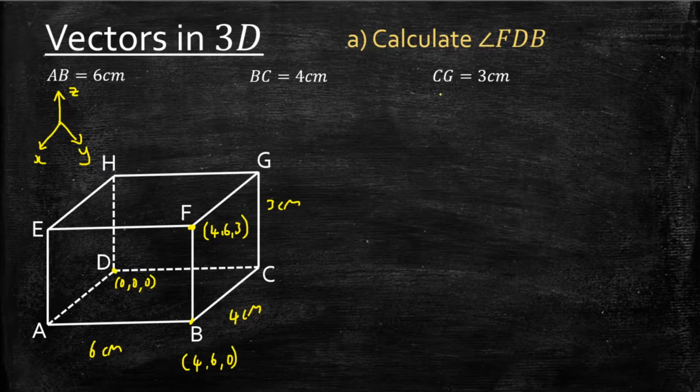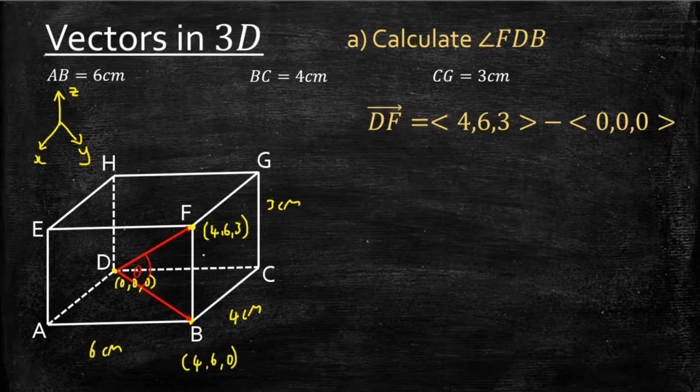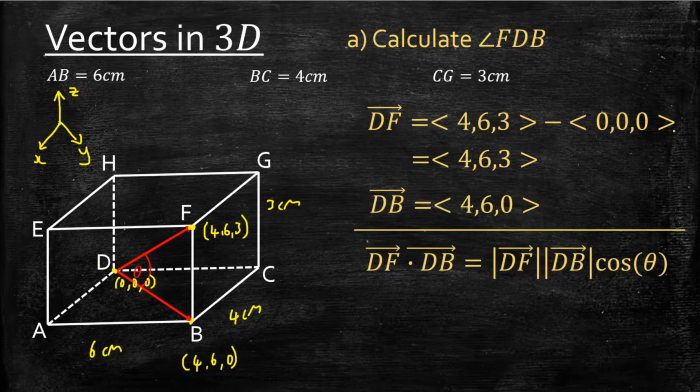So first of all, what are we looking for? We're looking for that angle in there, what this angle theta is going to be. We need to determine what the vector DF is going to be and what the vector DB is going to be. So for DF, we take point F, which is 4, 6, 3, and we take away point D, which is 0, 0, 0. You see why making D the origin is going to make our lives a bit easier. So the vector DF is 4, 6, 3. Now we have to work out the vector DB. So the vector DB is going to be our 4, 6, 0, take away our 0, 0, 0, which is going to give us just 4, 6, 0 there. So that makes our life easy.